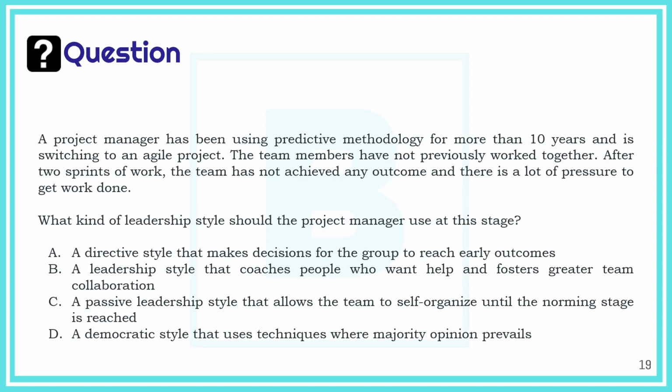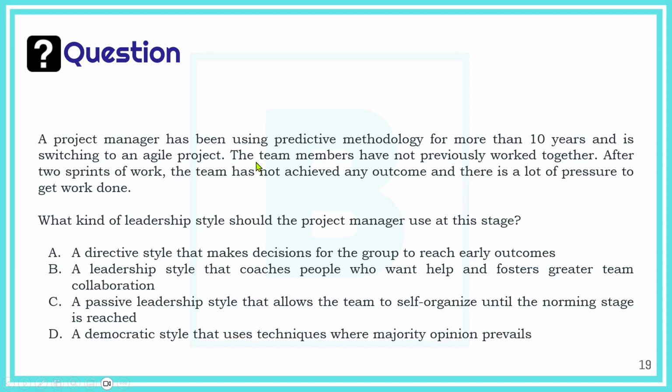And the last question, for the summary of session 3. A project manager has been using predictive methodology for more than 10 years and is switching to an agile project. The team members have not previously worked together. After 2 sprints of work, the team has not achieved any outcome, and therefore there is a lot of pressure to get the work done. What kind of leadership style should the project manager use at this stage? A directive style that makes decisions for the group to reach early outcomes, a leadership style that coaches people who want help and fosters greater team collaboration, a passive leadership style that allows the team to self organize until the norming stage is reached, or a democratic style that uses techniques where majority opinion prevails.